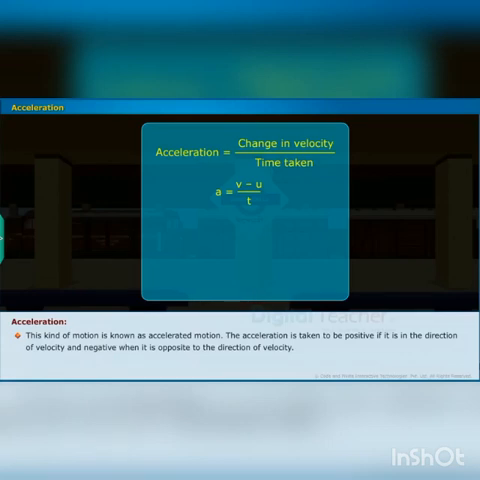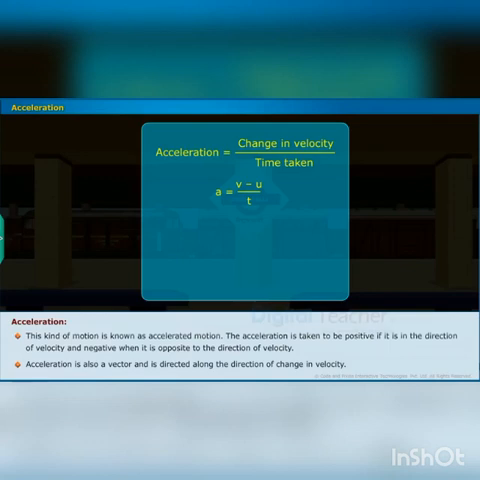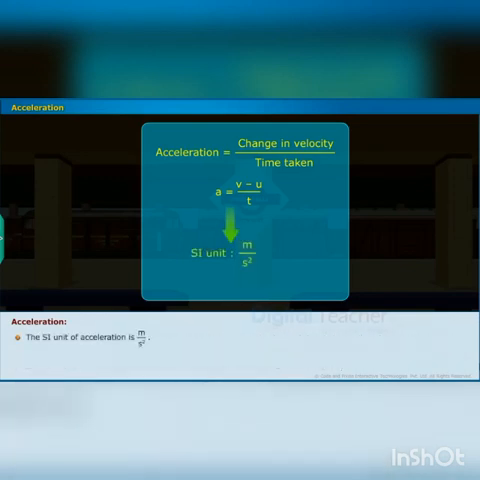The acceleration is taken to be positive if it is in the direction of velocity and negative when it is opposite to the direction of velocity. Acceleration is also a vector and is directed along the direction of change in velocity. The SI unit of acceleration is meter per second square.